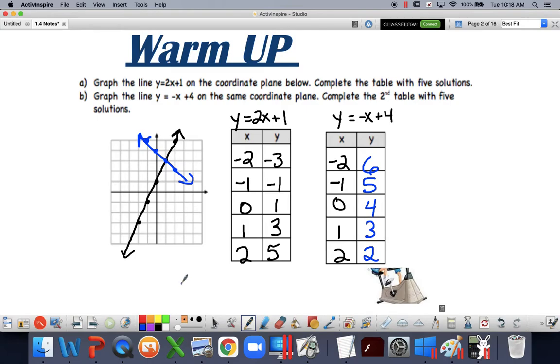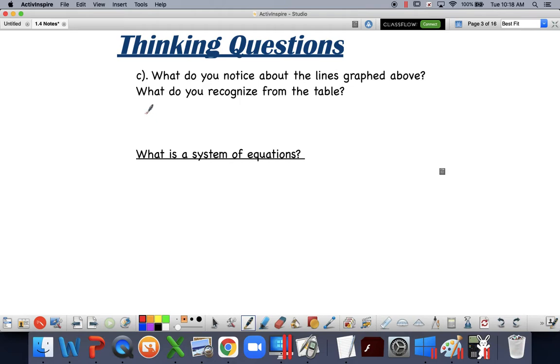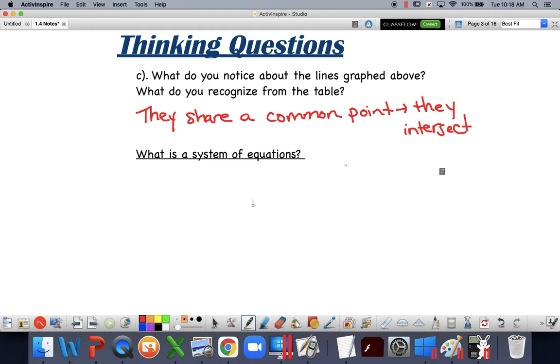What I'm trying to see here is, what do we notice about the lines graphed above? What do we recognize from the table? Well, hopefully you can see that they share a point. They intersect, and they intersect at the point 1, 3. So let's fill that out. They share a common point, which means they intersect. That was at the point 1, 3.